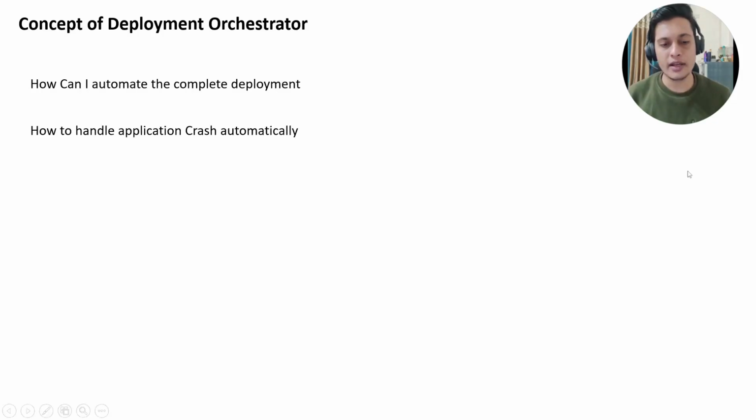Second thing is how to handle application crash automatically. Let's say your application is running in some container on a machine and that container crashed because of some resource issue or because of some malicious input request. How are we going to handle this kind of situation? Because if there is no one watching that container, then for that particular time period, your application will not work for the users, and that is not good.